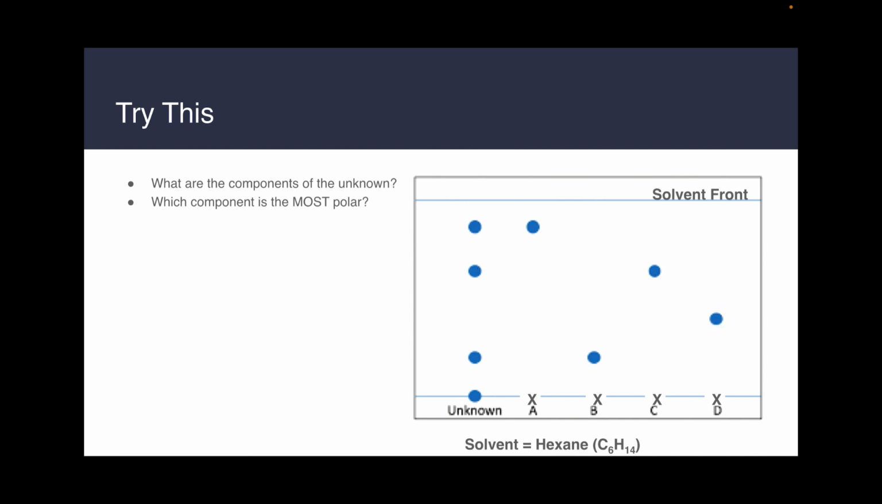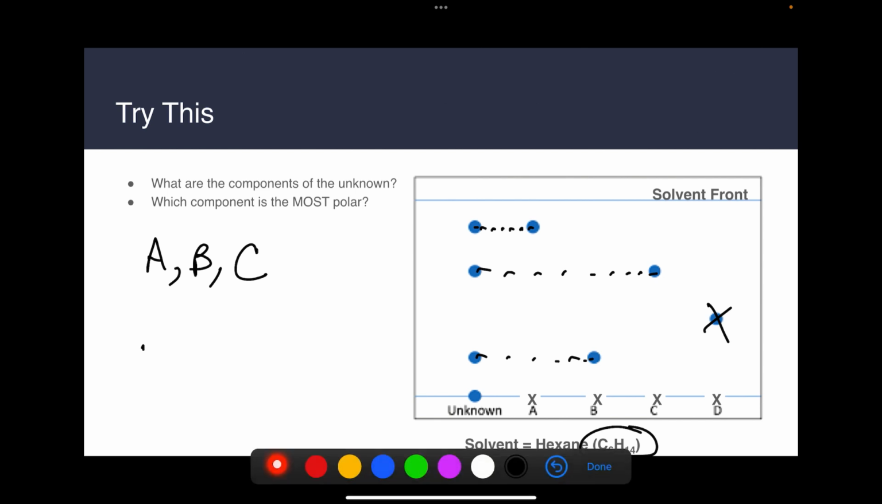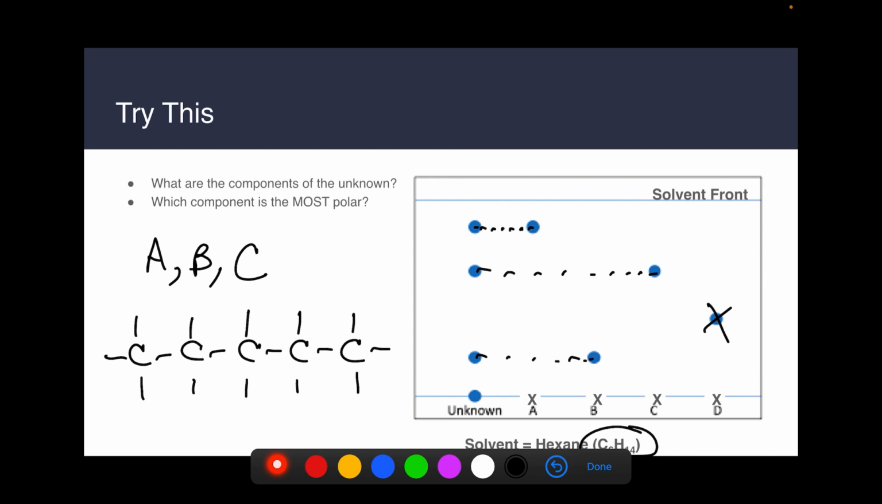In terms of polarity, we need to consider the solvent we're using here. Hexane looks like this. Assume that there are hydrogens on the end of each of these lines. This is a nonpolar molecule. There's no permanent dipoles here. Therefore, it will attract nonpolar components of the mixture most strongly, and those components will move the most far. Therefore, we can conclude that B is the most polar because it was least attracted to the nonpolar mobile phase.